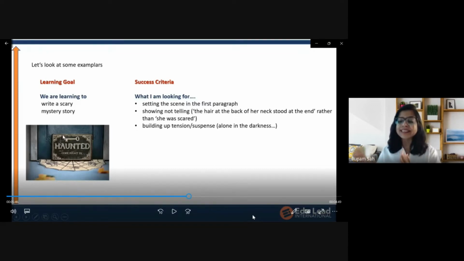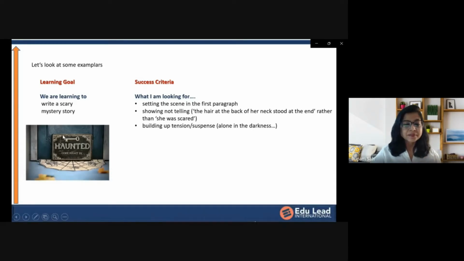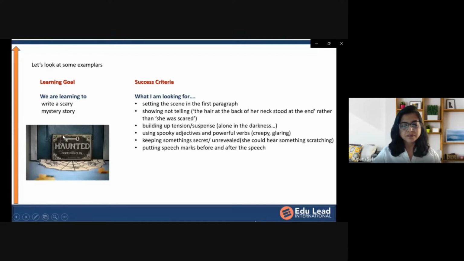So, there is an example over there. So all the more, anyone who's kind of struggling with what you mean by show and not tell, you have an example. So you're giving very specific success criteria to them. Building up tension or suspense, alone in the darkness. Using spooky adjectives and powerful words. Keeping something secret or unrevealed. She could hear something scratching.